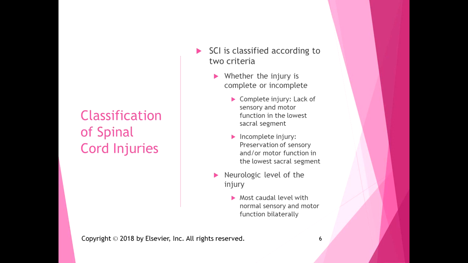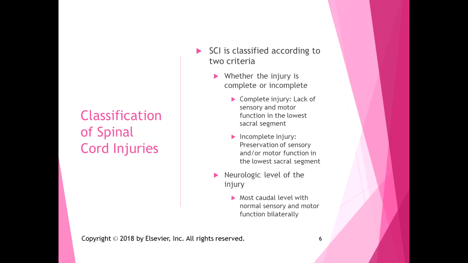The second part of SCI classification is the neurological level of the injury. So that is the lowest level, or the most caudal level, with normal sensory and motor function bilaterally. So the lowest level with normal function bilaterally is considered the neurological level of the injury. Usually the classification of spinal cord injuries is done by the neurologist, and it's done after the spinal shock period has finished.